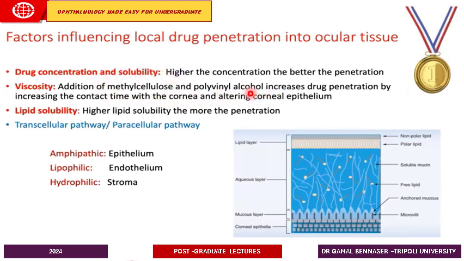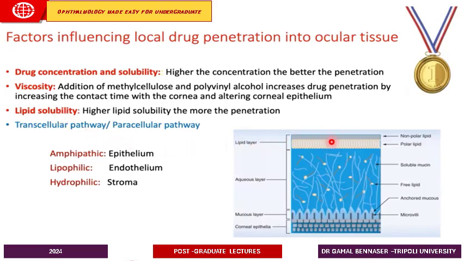So when you find polyvinyl alcohol and methyl cellulose in the medium of the drug, this indicates it is a viscous medium to increase the contact time of the drug with the corneal epithelium. Also, the lipid solubility, the more lipid soluble, the more will be the penetration, especially from the epithelium.